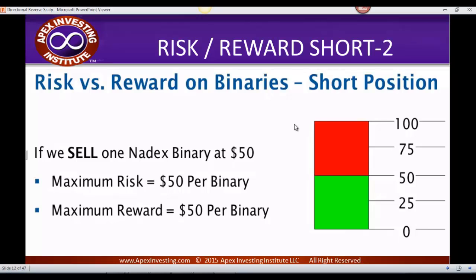Another example, if I sold a binary at $50, again, at expiration, it can only be worth 0 or 100. So if I'm selling for $50, my maximum risk is 50, my maximum reward is 50.